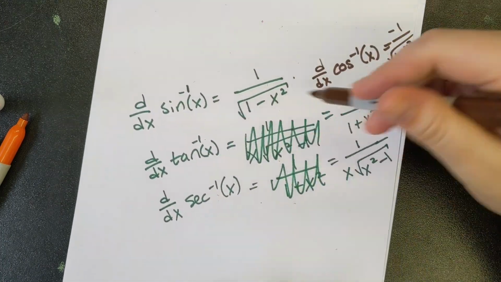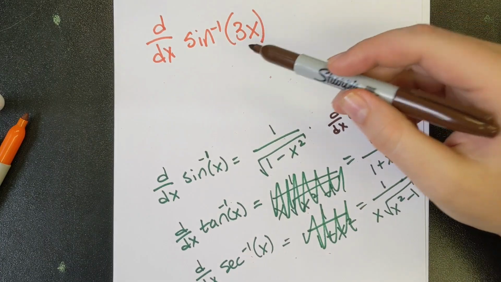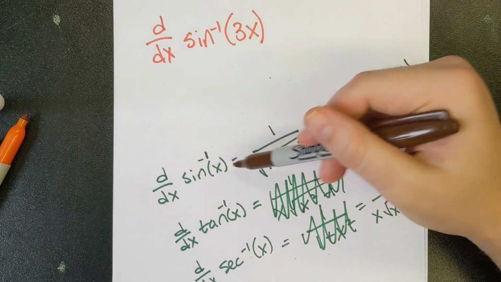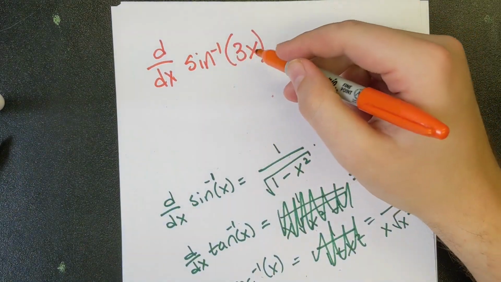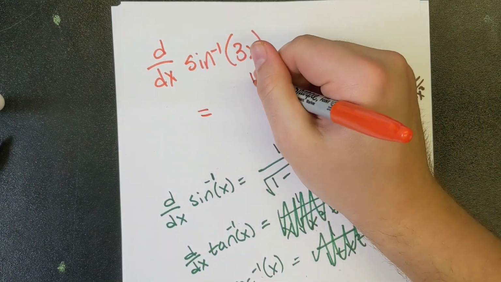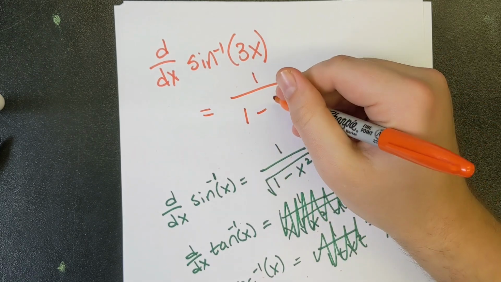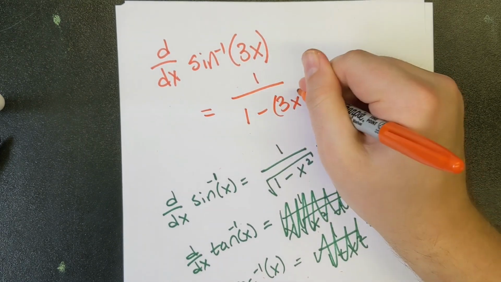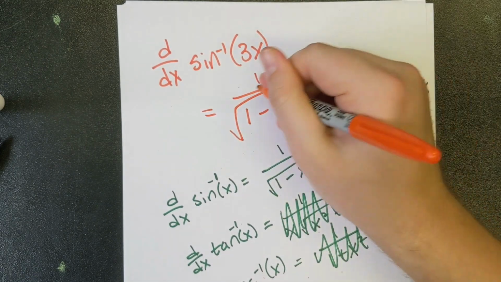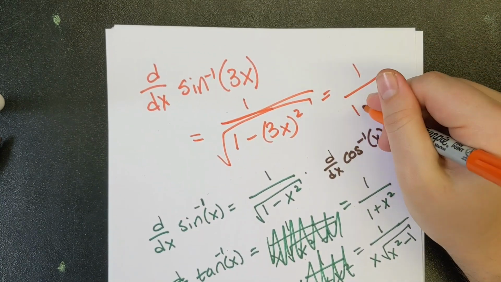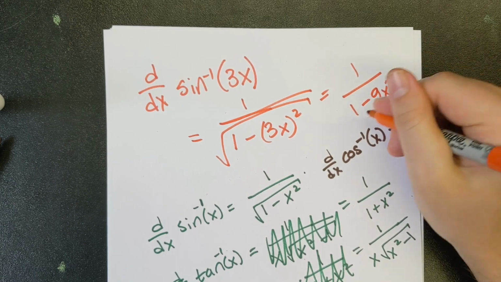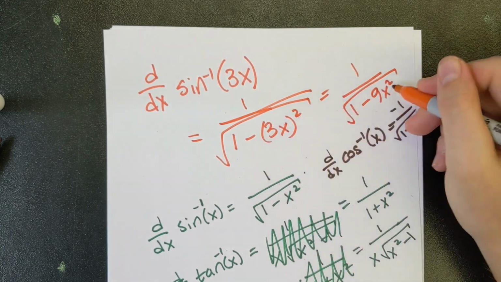So you should know these, know them well. But for sine, it's really easy. You just plug in 3x instead of x. And so we'll find the derivative of arc sine, or sine inverse, of 3x. That's just 1 over 1 minus 3x squared, square rooted, which is 1 over 1 minus 9x squared. Both the 3 and the x get squared.